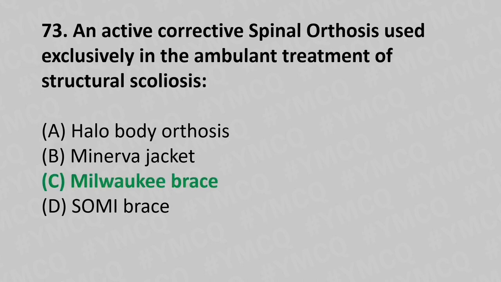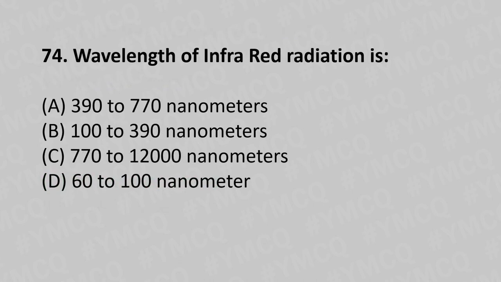Moving to our 74th question, wavelength of the infrared radiation is Option A, 390 to 770 nanometers. Option B, 100 to 390 nanometers. Option C, 770 to 12,000 nanometers. Option D, 60 to 100 nanometers. And the answer is Option C, 770 to 12,000 nanometers.